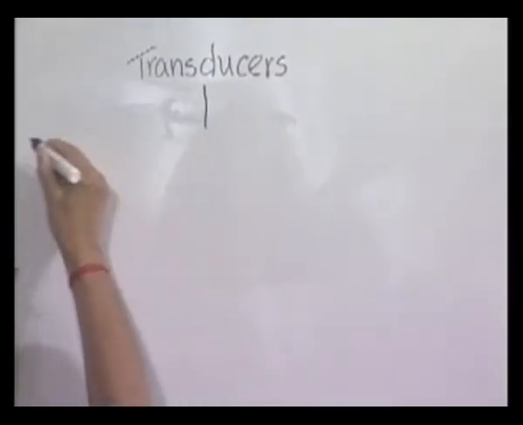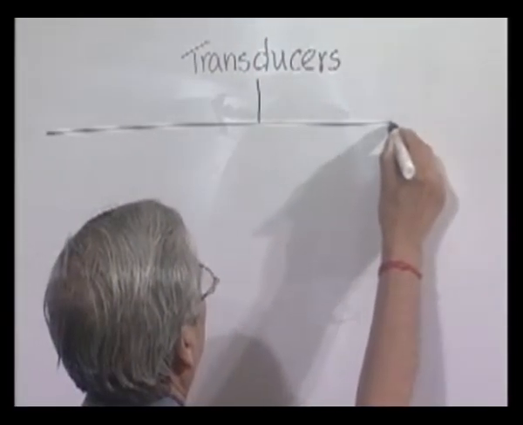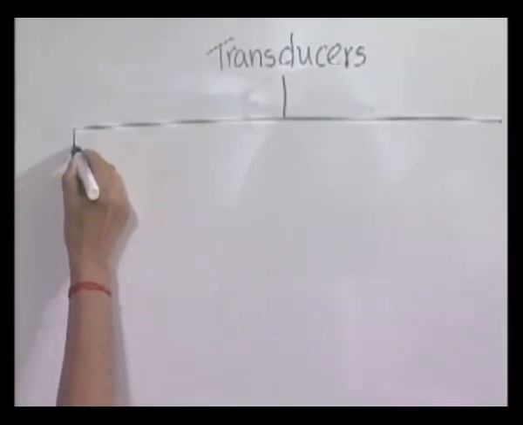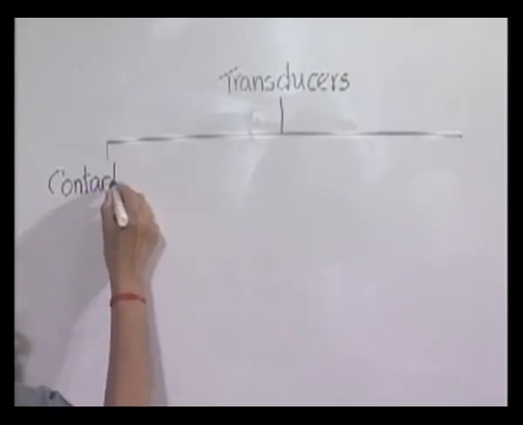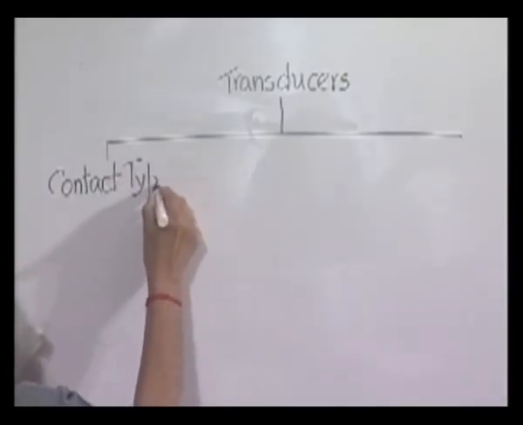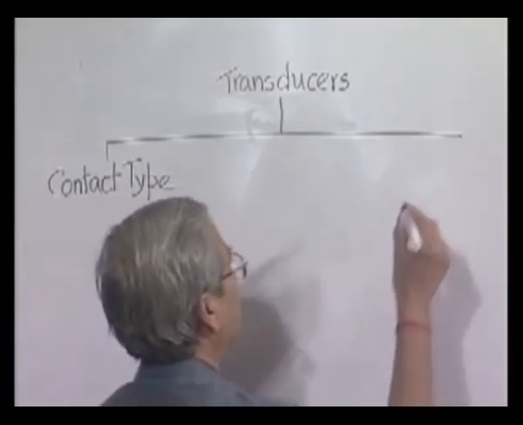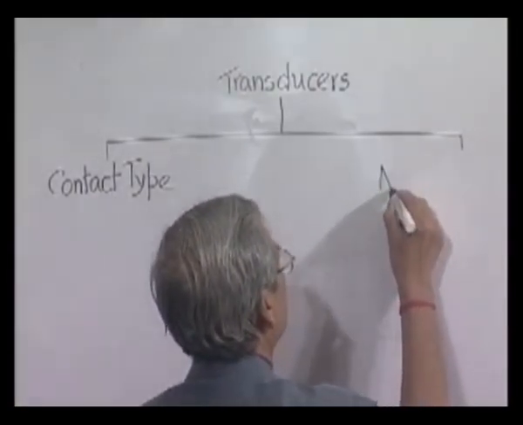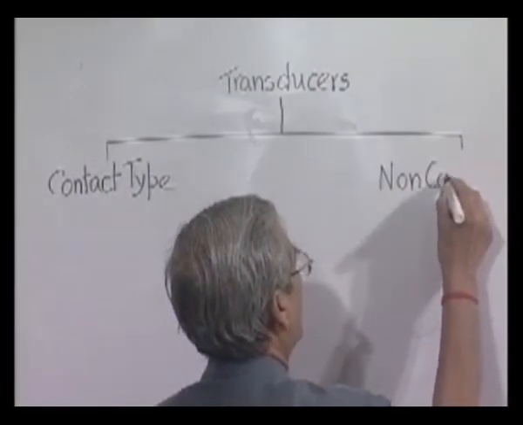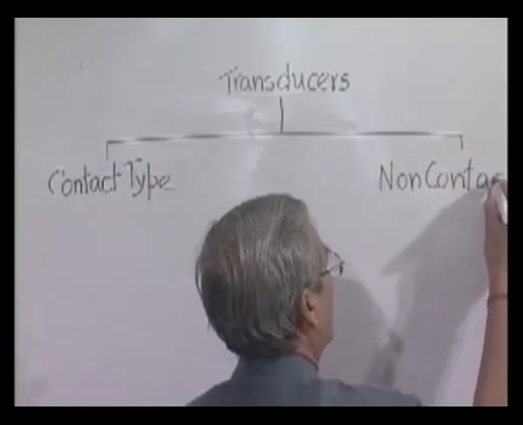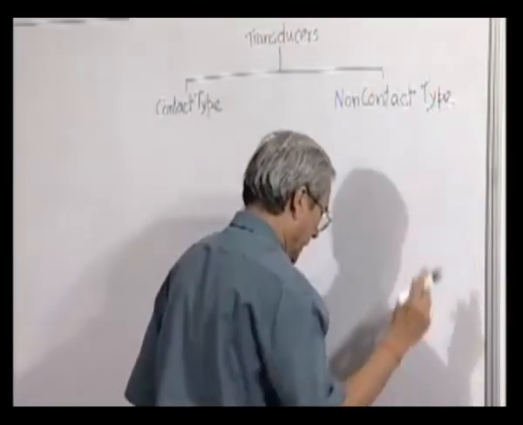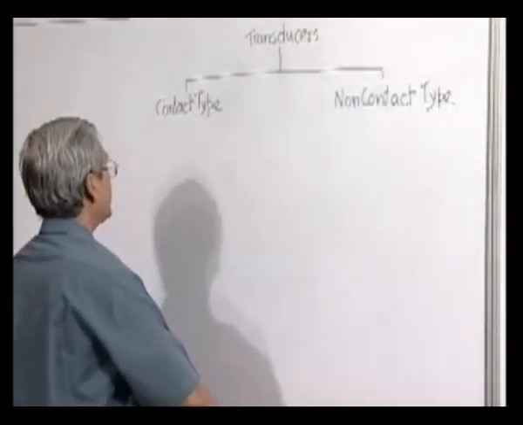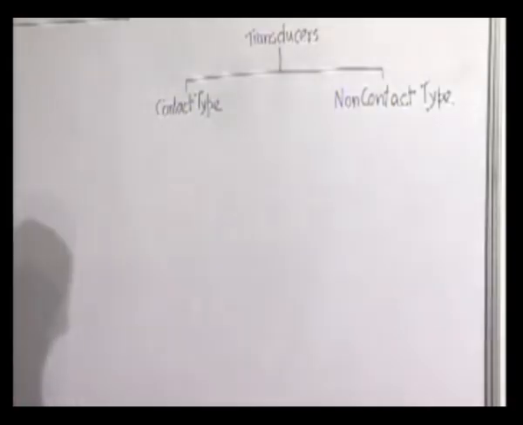The transducers can be classified into contacting type and non-contact type. In the contact type, the transducer is put on the vibrating body or attached to it.